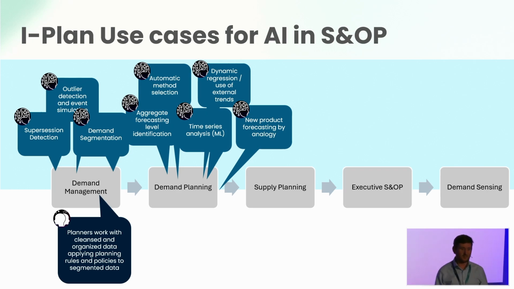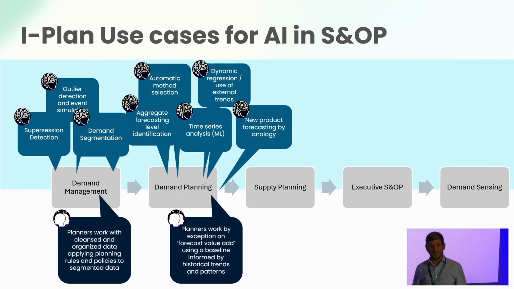From a planning perspective, when we have that capability within our demand planning process, it allows the tool to work on forecast accuracy so that the planners can work on forecast value add. So it's operating by exception where we need to make changes to the forecast.